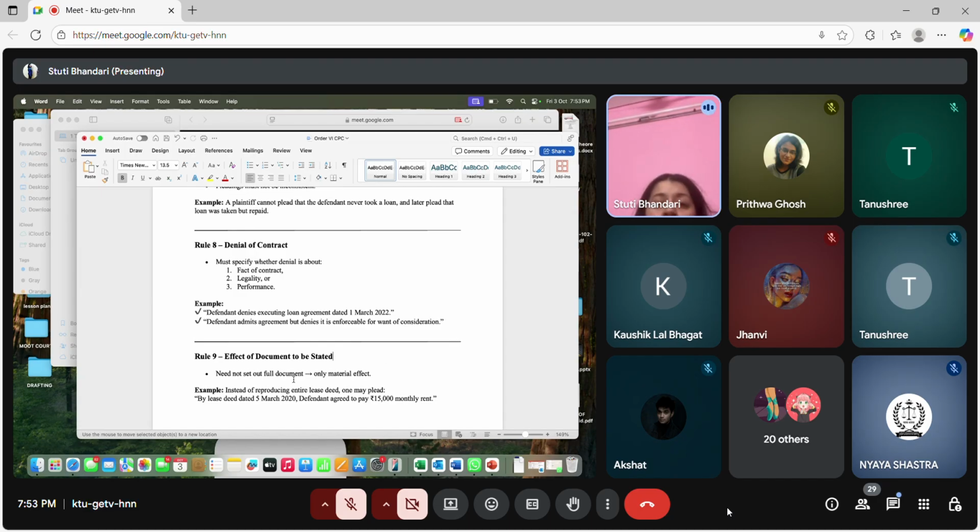Instead of reproducing the entire lease deed, I can just write that by lease deed dated this, defendant agreed to pay 15,000 monthly rent. I do not have to write the duration. Whatever is required for the purpose of my plaint, only those details I will extract from my document and state it. Not the entire facts and the story of the document, just the material facts are to be extracted and written in your pleading.